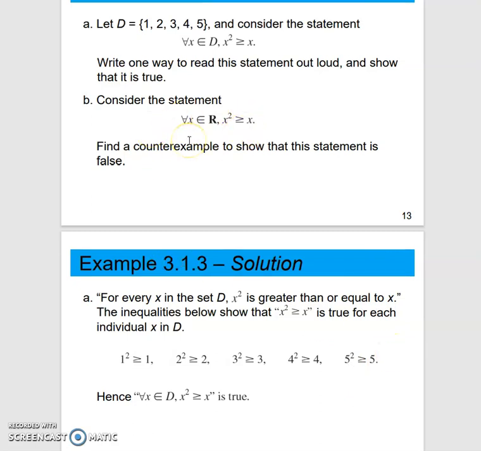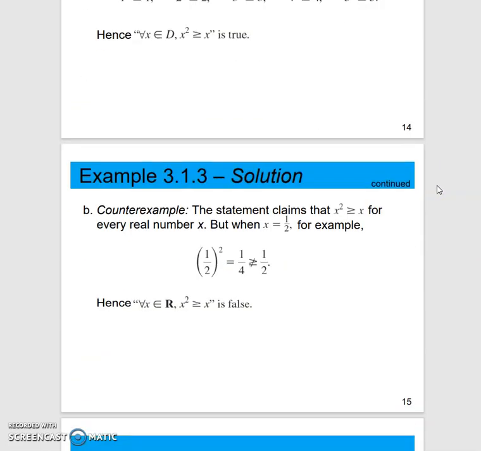Alright, my second statement, again, let's read that. For all x in the real numbers, or you could just say for all real x's, x squared is greater than or equal to x. And for counterexamples, we really only need one to show that it's not going to be true for all of them. There's obviously a couple things we could pick. Here I'm going to pick a half, and as we can see, 1/4 is definitely not bigger than a half. So that would be a false statement.